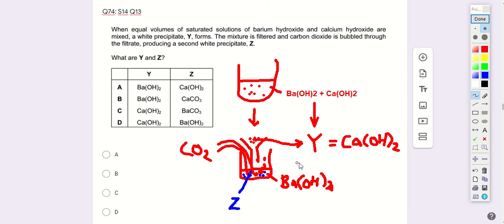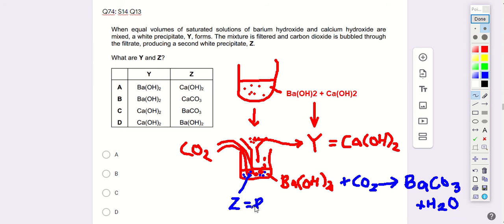So what is it? This barium hydroxide reacts with the CO2. So what do you get? You get barium carbonate and water. So this solid is actually barium carbonate. So they ask you to identify Y and Z. Y is calcium hydroxide, Z is barium carbonate. So the answer is C.